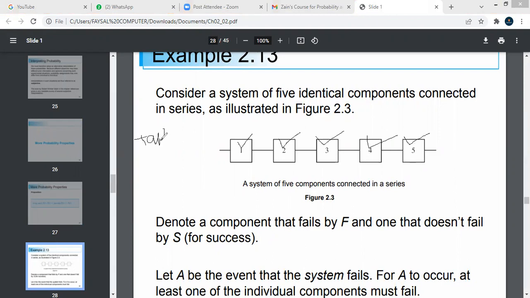If it fails, you have to denote it with F. So this is for fail, and for the success, you have to denote it as S. Let A be the event that the system fails. For example, there's an A which is the system fails.